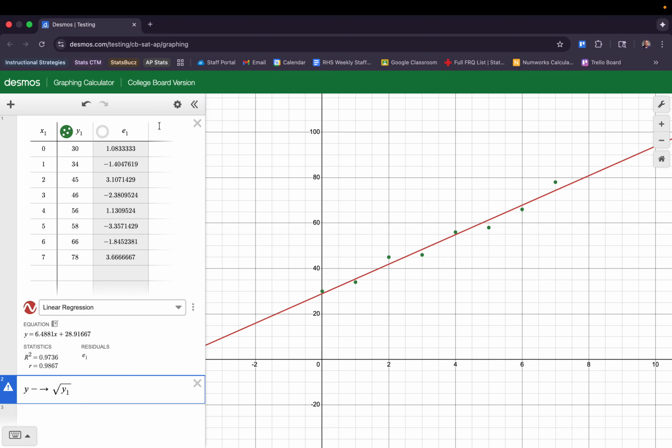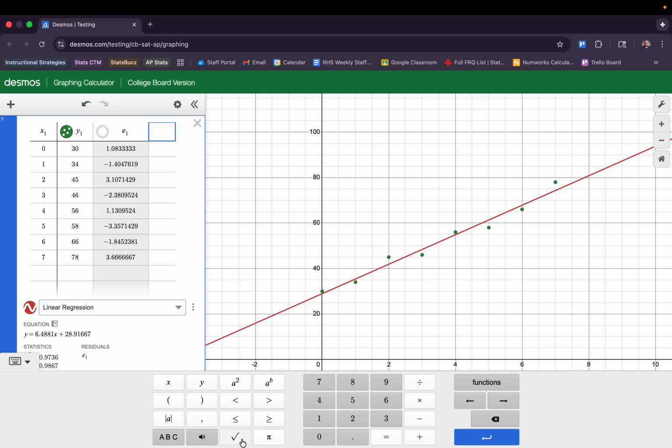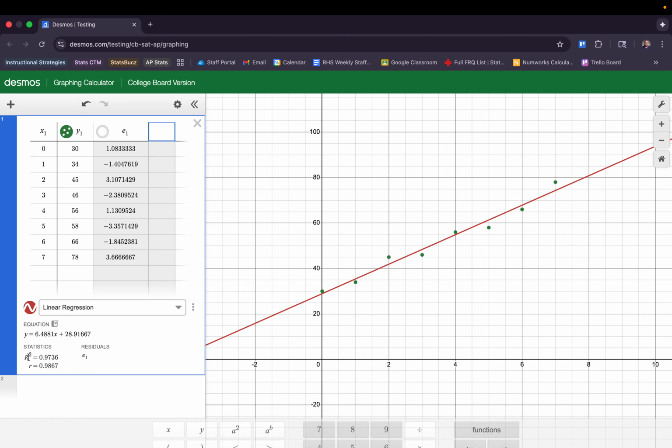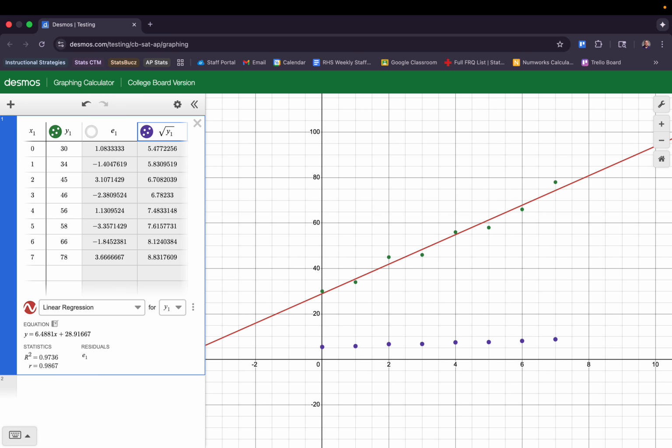Now, how we do that, there's a really easy way. Over with our E1 column, we can come over here, and you have a couple options. You can come down here and do your keyboard and just press square root. I personally find it easier to just type SQRT. Either way is fine. Then press Y1. Now, what this does for you is it's going to create a new scatter plot, this time in the purple colors, with our transformed data of x versus square root of y.